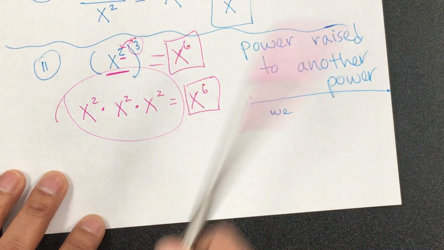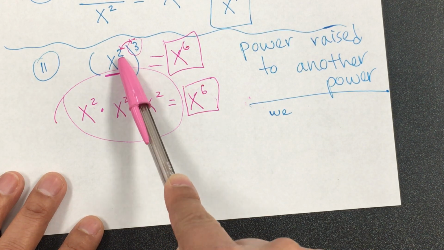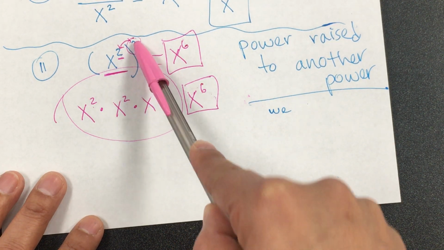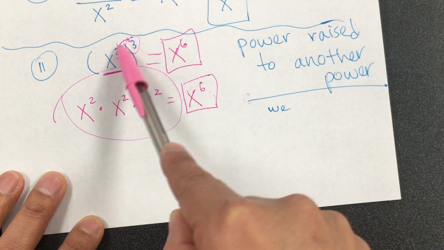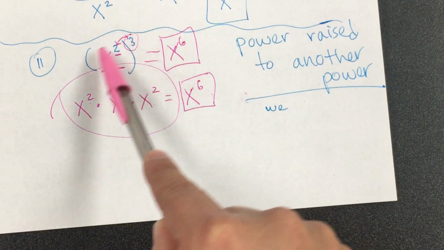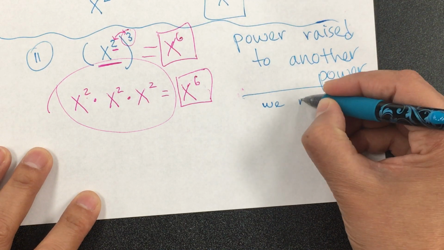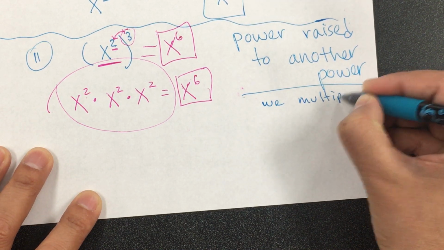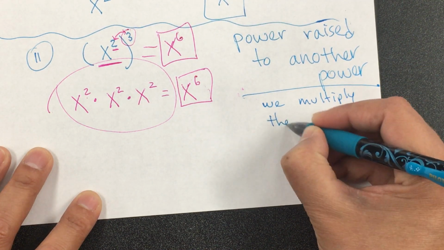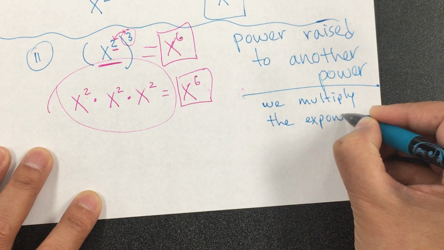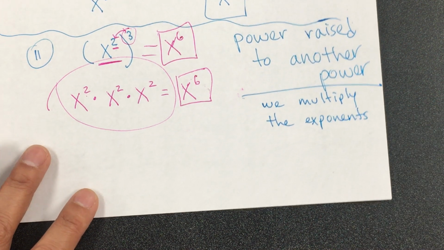Okay, so anytime you have parentheses, with exponents inside and then another one outside, right next to each other, or even with other variables, then you multiply the exponents.